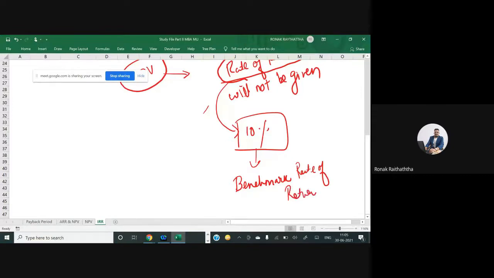In the same industry, for a similar kind of project, if other players are getting say 11%, then at least this much of requirement you may have, right? So you will see whether your rate of return is more than a benchmark return in the industry or not. That is way number one.